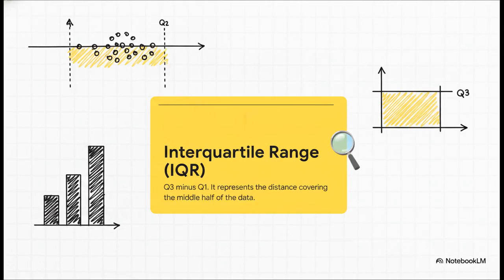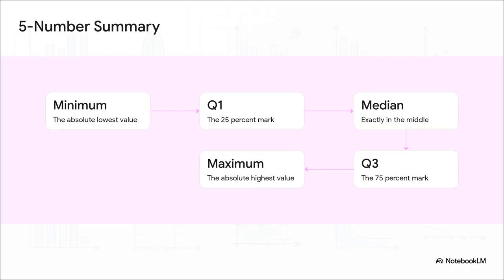Q1 is the first quartile. You can think of it as the 25% mark of your data when it's all lined up from smallest to largest. Q3 is the third quartile, so that's the 75% mark. And the IQR, the interquartile range, is simply Q3 minus Q1. It represents the literal mathematical distance that covers the exact middle half of your data. Now, a box plot is actually built entirely from just these 5 numbers, cleverly called the 5-number summary.